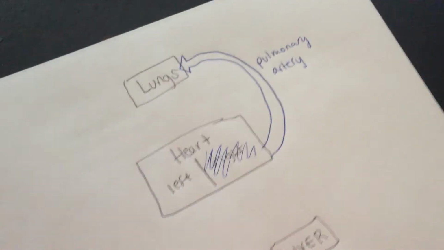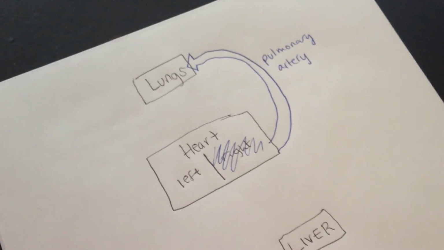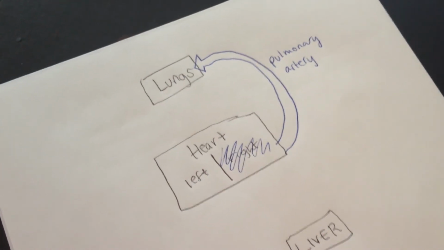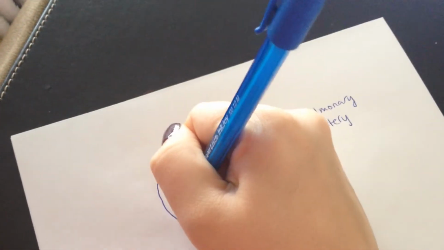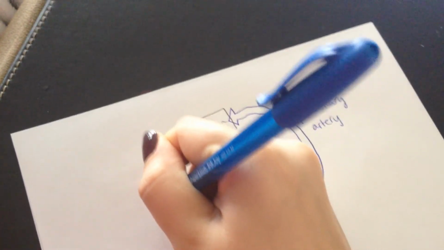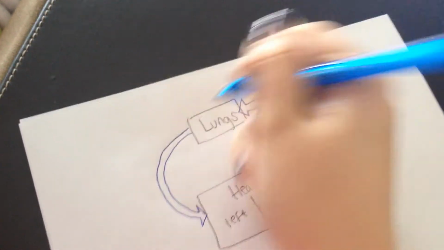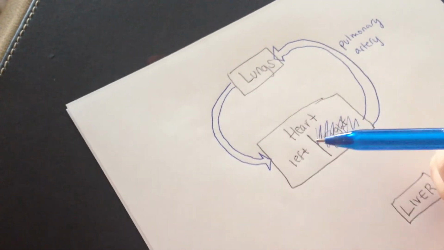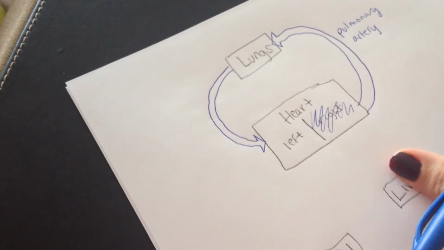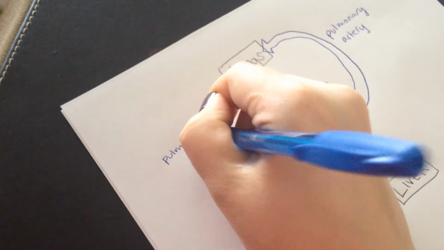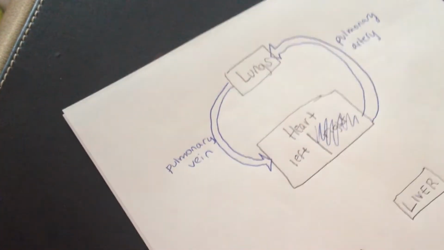Now, another good thing to remember is that usually things that are leaving the heart leave in the form of an artery. So coming back in, typically things coming into the heart are referred to in the sense of veins. So the pathway of going from the lungs to the left side of the heart is through something called the pulmonary vein. Okay?